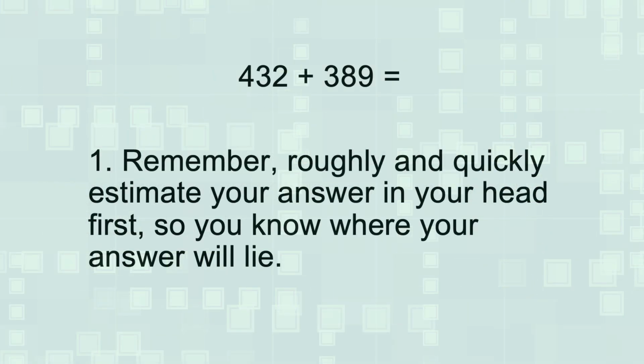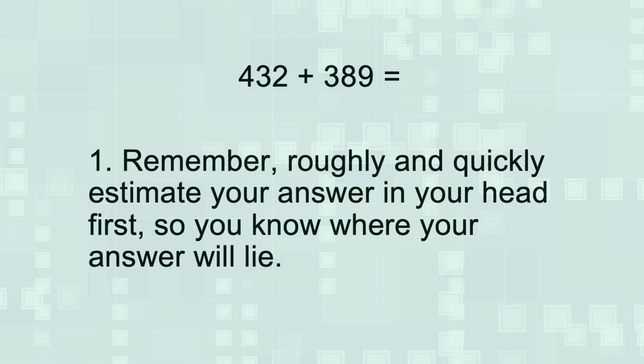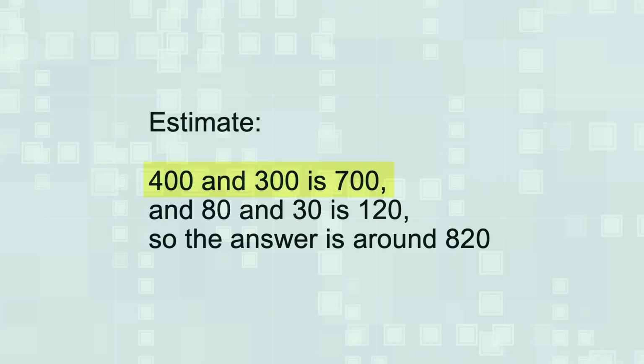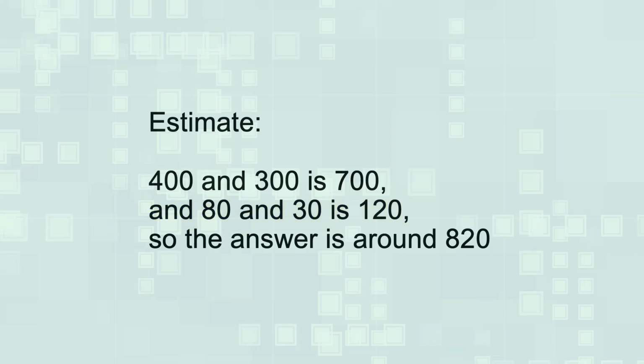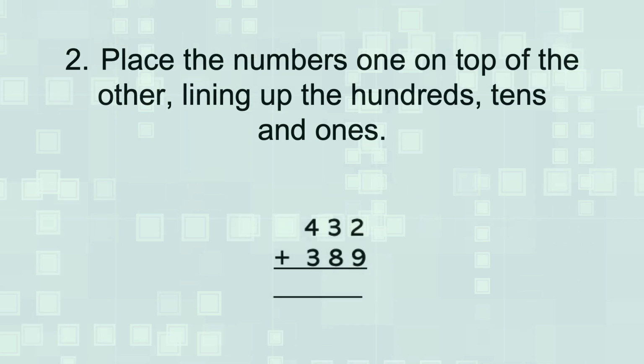432 plus 389 equals? 1. Remember, roughly and quickly estimate your answer in your head first, so you know where your answer will lie. So if we estimate 400 and 300, you'll get 700, and 80 and 30 is 120, so the answer is around 820.